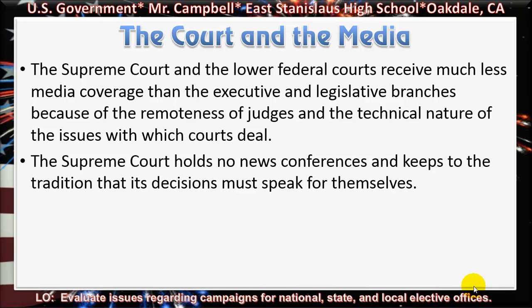Now, of course, granted, when the Supreme Court announces decisions, such as this summer when several decisions were announced, the media pays attention to those key cases and reports on them. But, once again, you don't hear the justices coming out and making statements. Now, their written opinions are frequently shared by the media, or excerpts, at least, of them.